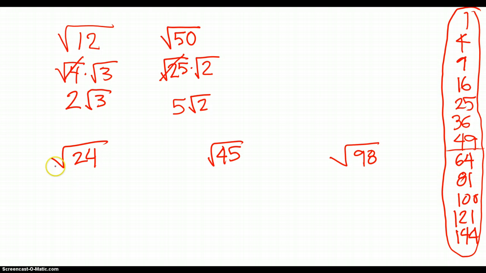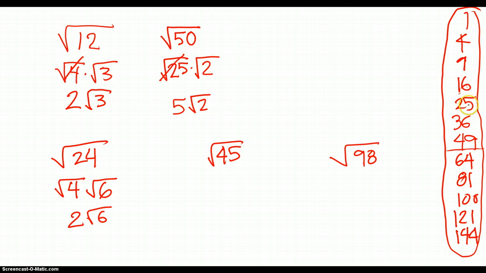Okay, so square root of 24, if I start over here, 16, I'm going to get as close as I can. 16 doesn't go into it, 9 doesn't go into it, 4 does. This is going to be 4 times 6. Now the square root of 4 is 2, and there is no square root of 6, and there's nothing that goes into it here.